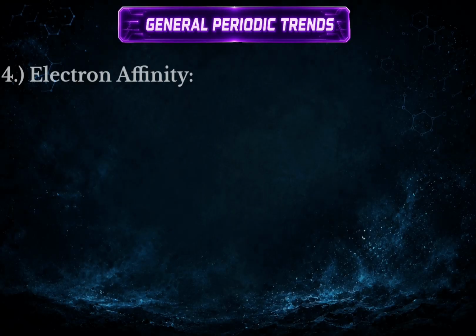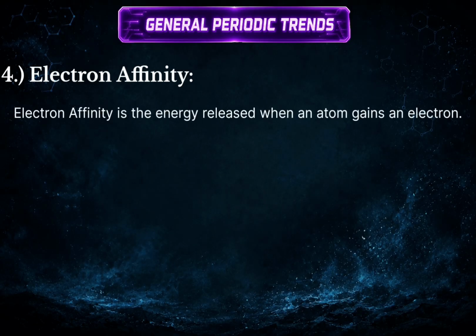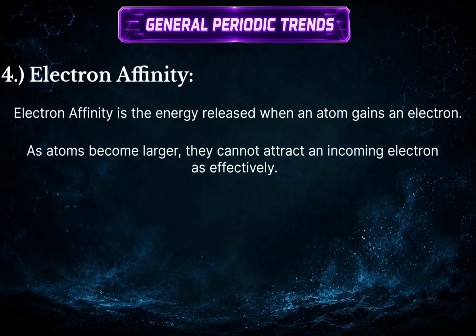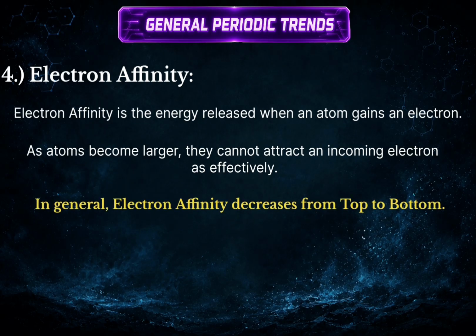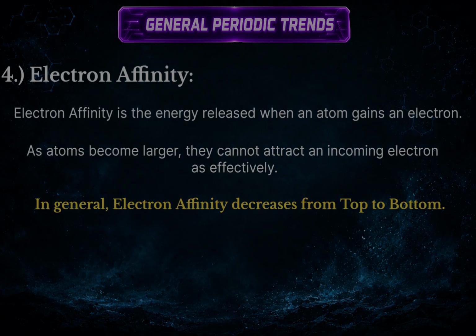Now let's look at electron affinity. Electron affinity is the energy released when an atom gains an electron. As atoms become larger, they cannot attract an incoming electron as effectively. So, in general, electron affinity decreases from top to bottom.